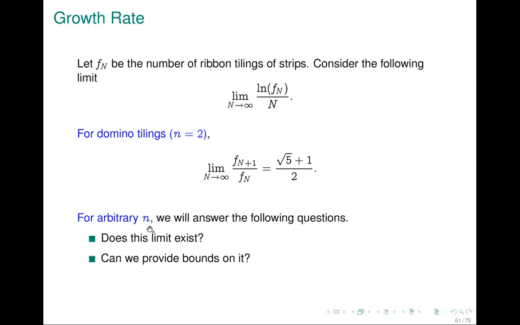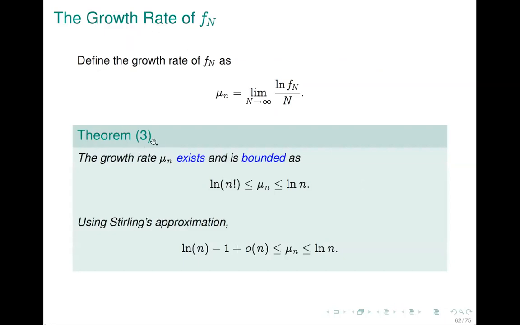So we will consider arbitrary n, and we have basically two questions. First of all, whether this limit exists or not. And the second one is how can we bound it. So it's in this theorem. This growth rate exists and is bounded in this way. On the right, the upper bound is log n. On the left is the nth root of log n, sorry, I missed that. And using Stirling's approximation, the left-hand side will be log n minus 1, and the right-hand side will be log n. So this is the bound I gave.